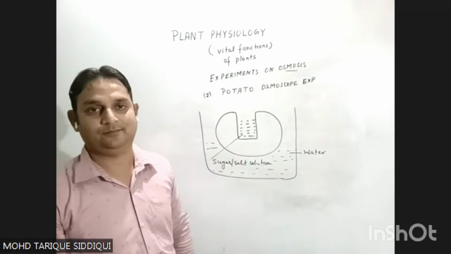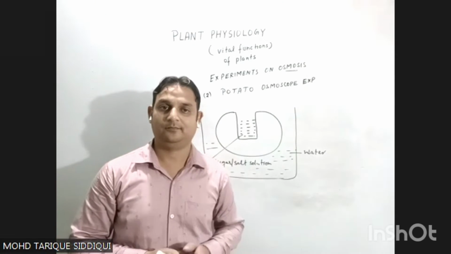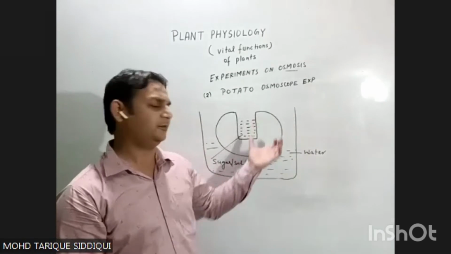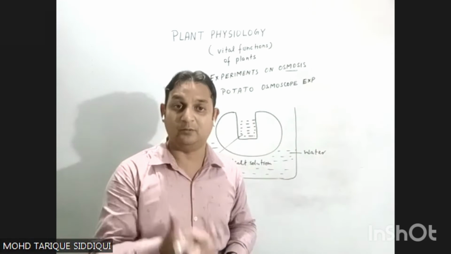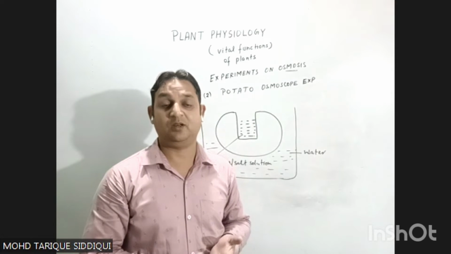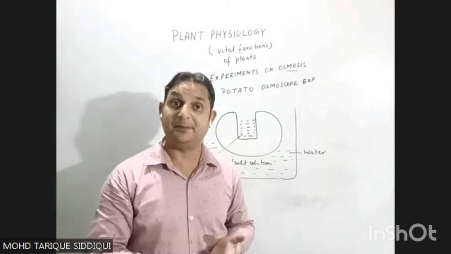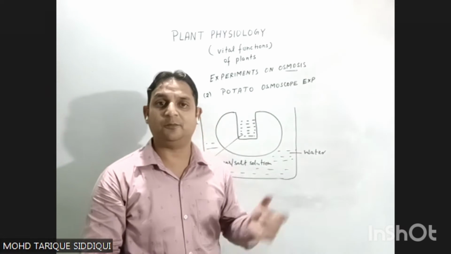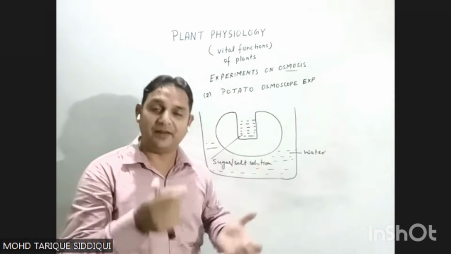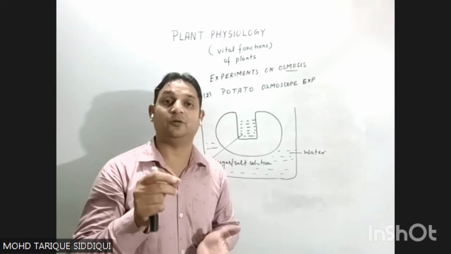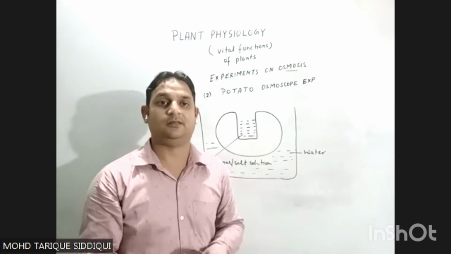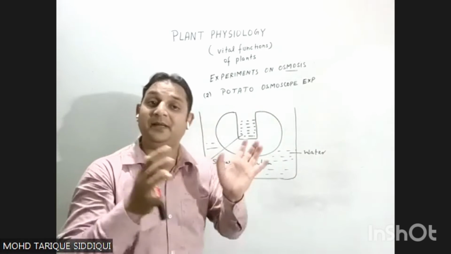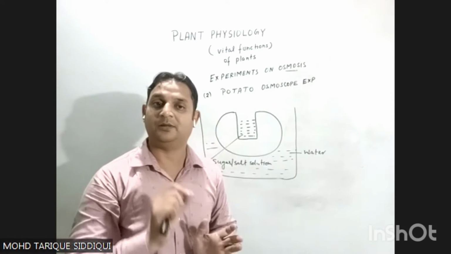Again, aim of the experiment, observation, conclusion, procedure. What will you write in this procedure? Take a potato tuber, remove its peel, scoop out a cavity inside the potato tuber and fill the cavity with sugar or salt solution, and place this potato tuber in a petri dish containing water or in a beaker containing water and observe after some time.